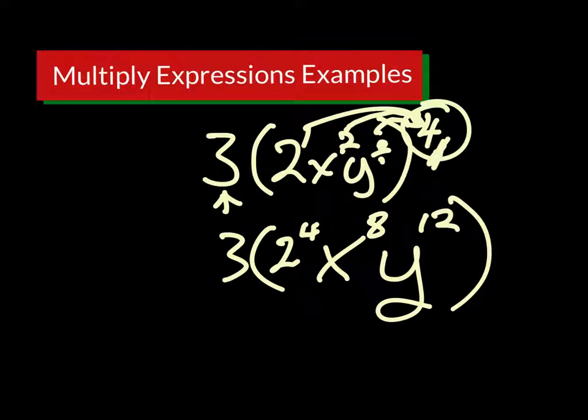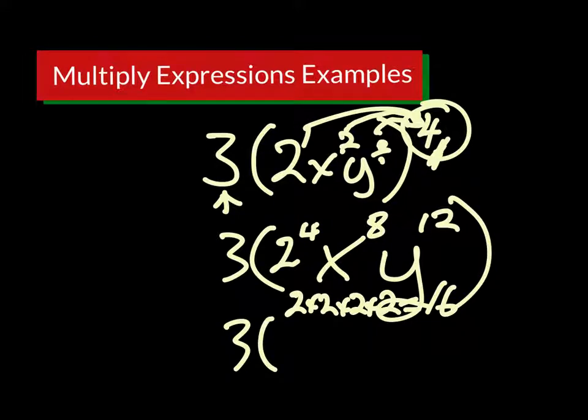So what we've done is multiplied the exponent of 4 times each exponent inside the brackets. And after that, if there are some numbers inside the brackets that we can simplify, we should do so. Now we can't simplify x to the 8th or y to the 12th, but we can simplify 2 to the 4th. And that just means 2 times 2 times 2 times 2, which is 16. So we have 3 times 16 x to the 8th, y to the 12th.